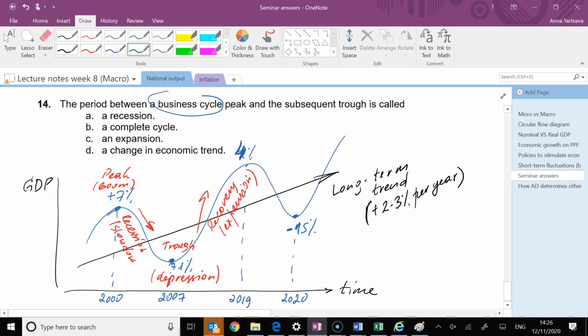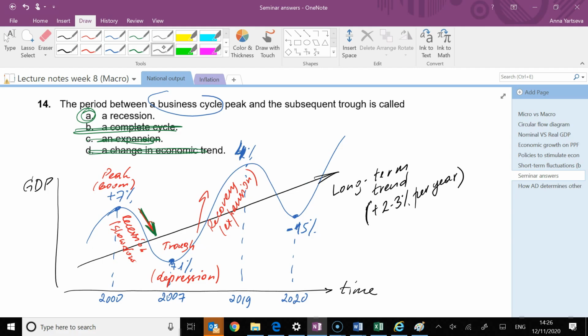When we move between the peak and trough, in other words, when we are located in this stage of the business cycle, it's called a recession. It's a slowdown in economic activity. It's not a complete cycle, because a complete cycle includes all 4 stages, and we are only talking about one stage. It's not an expansion, because we are moving down from the top to the bottom. And it's not a change in the economic trend, because the black line, the black arrow, the trend itself remains intact. Our economy is still growing in the long term by about 2 to 3% per year, and that's it. It doesn't matter what happens this particular year. The long-term average remains unchanged.